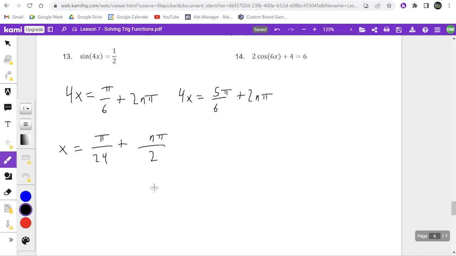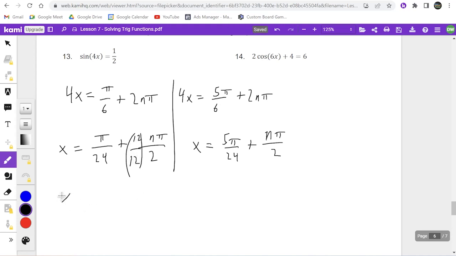Now, I'll do the same thing for the right one. So when I divide by 4, I get 5 pi over 24 plus the same thing, plus n pi over 2. Okay, there's my solutions in the form that we just answered a minute ago. But now this is obviously not between 0 and 2 pi because n goes on forever. So here's what I'm going to do. First, I want a common denominator. If I want a common denominator, I'm going to have to multiply this by 12 over 12.